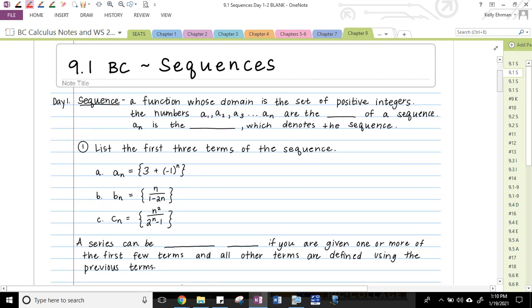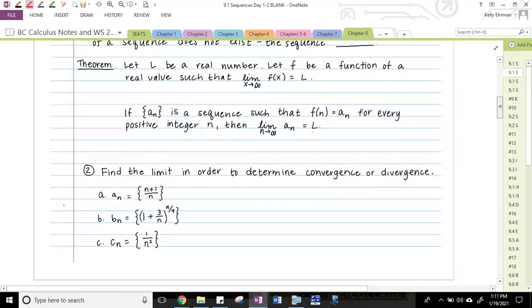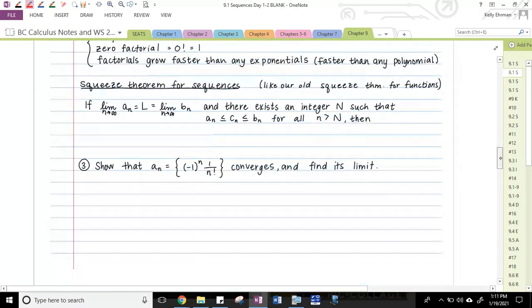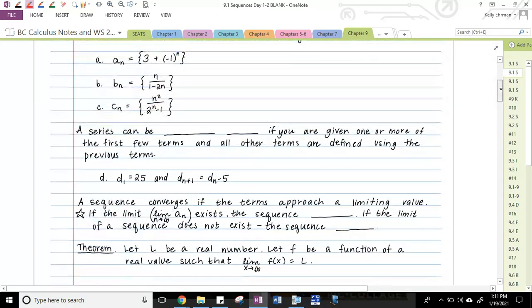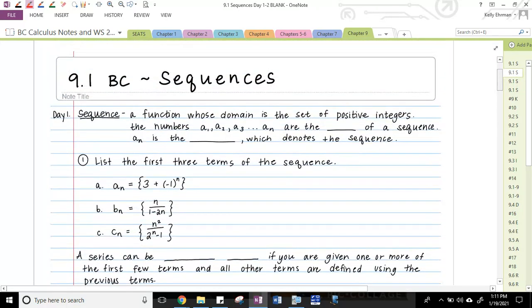All right, we are starting chapter 9, which is going to be pretty different than what we've done up to this point. And we're just going to get started with these day 1 notes. So day 1, just so you know, in case this got cut off from your packet, is the first page front and back and a little bit the next page.